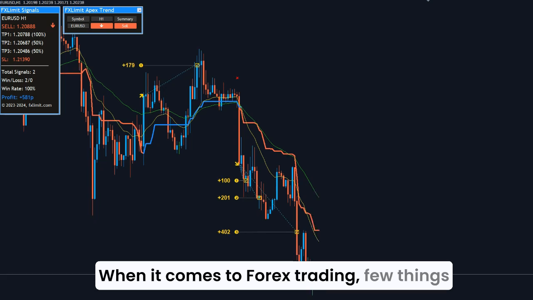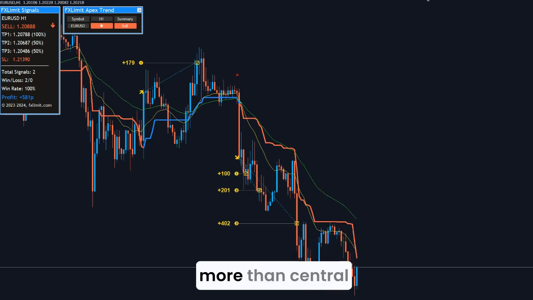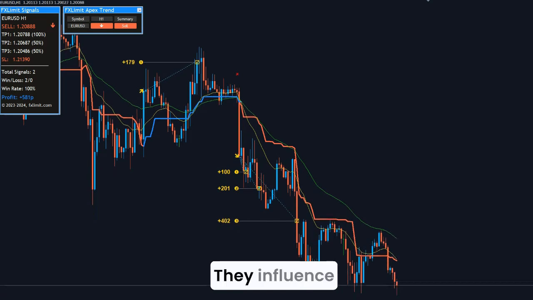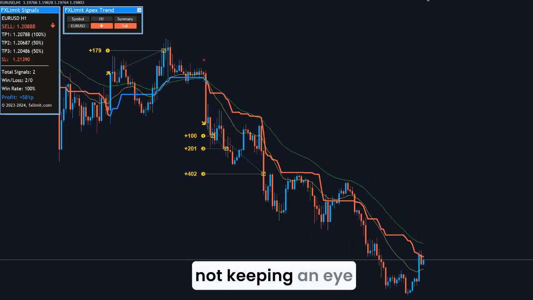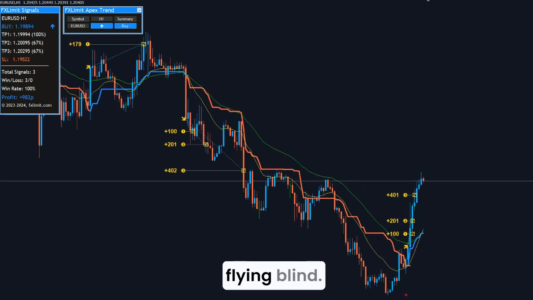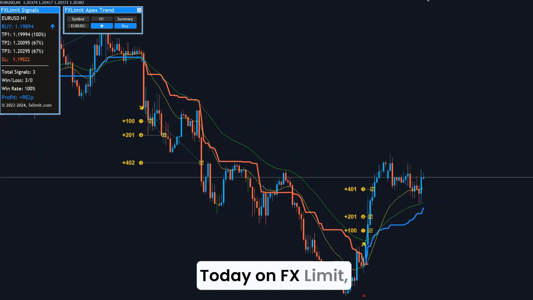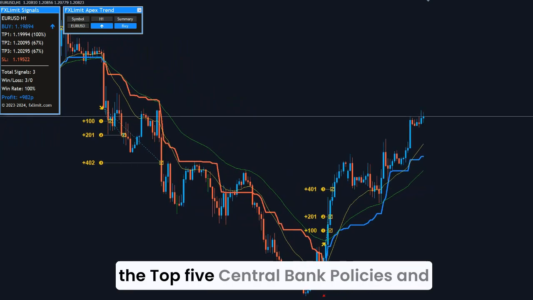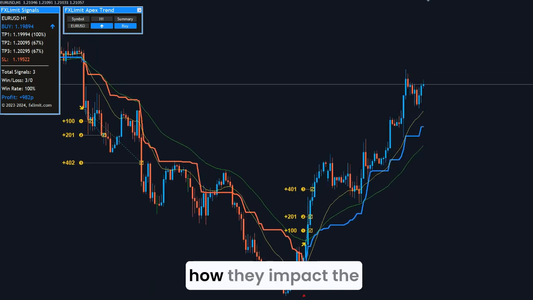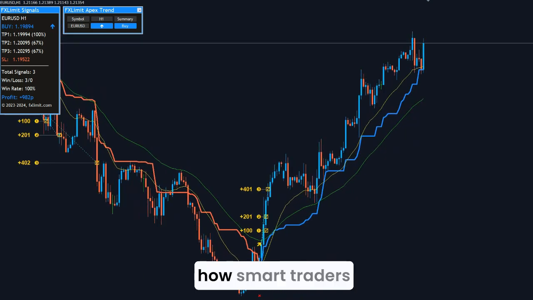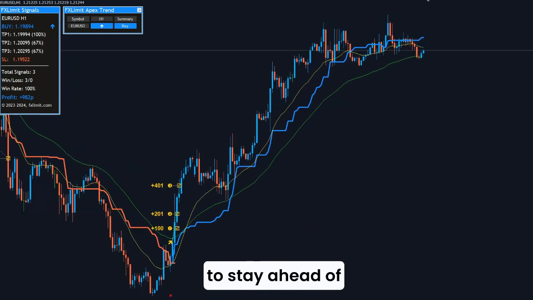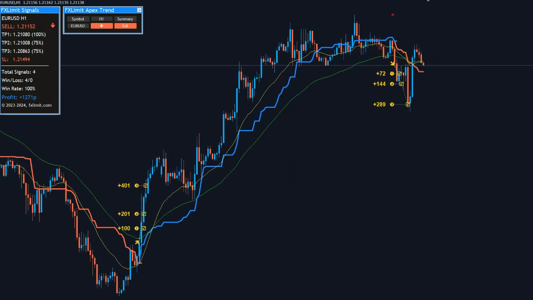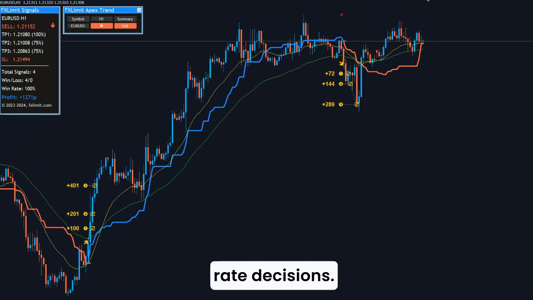When it comes to Forex trading, few things shape the landscape more than central bank policies. They influence everything from inflation to interest rates, and if you're not keeping an eye on them, you're essentially flying blind. Today on FX Limit, we're diving into the top 5 central bank policies and how they impact the Forex market, and how smart traders use tools like the Apex Trend Indicator to stay ahead of these big moves without the guesswork. Let's start with interest rate decisions.